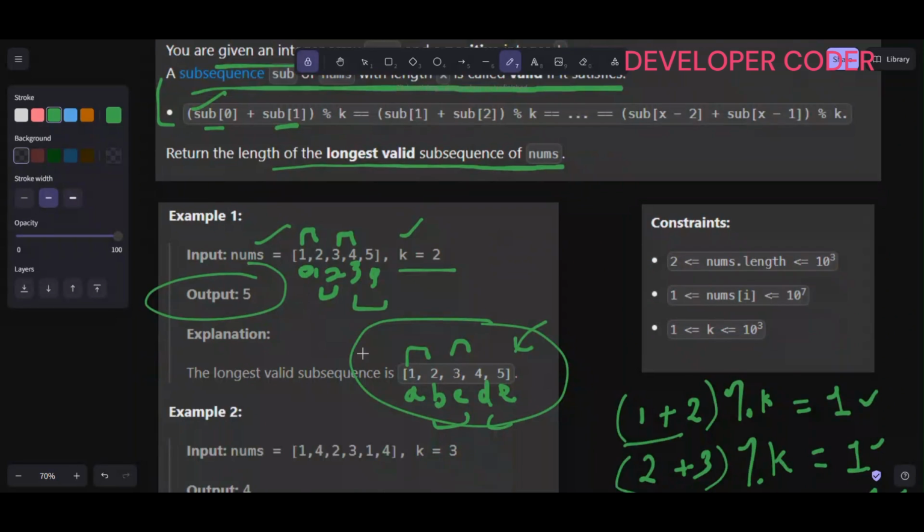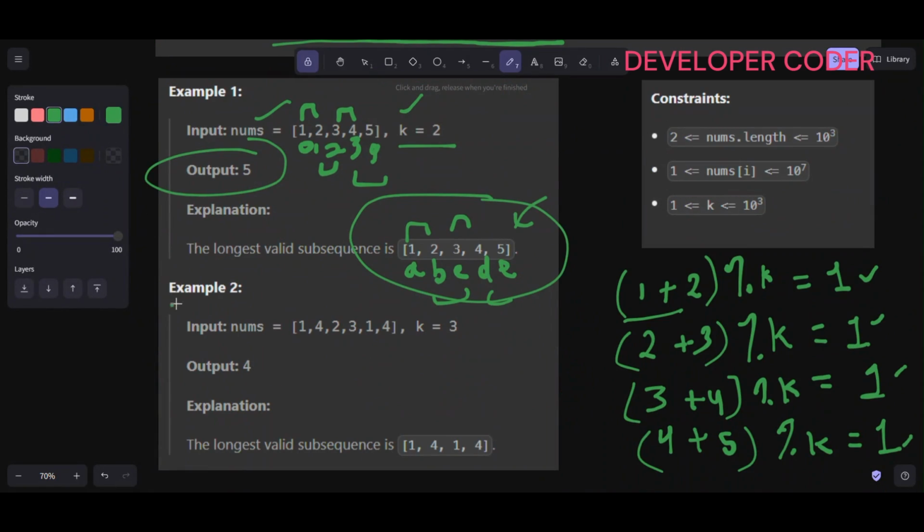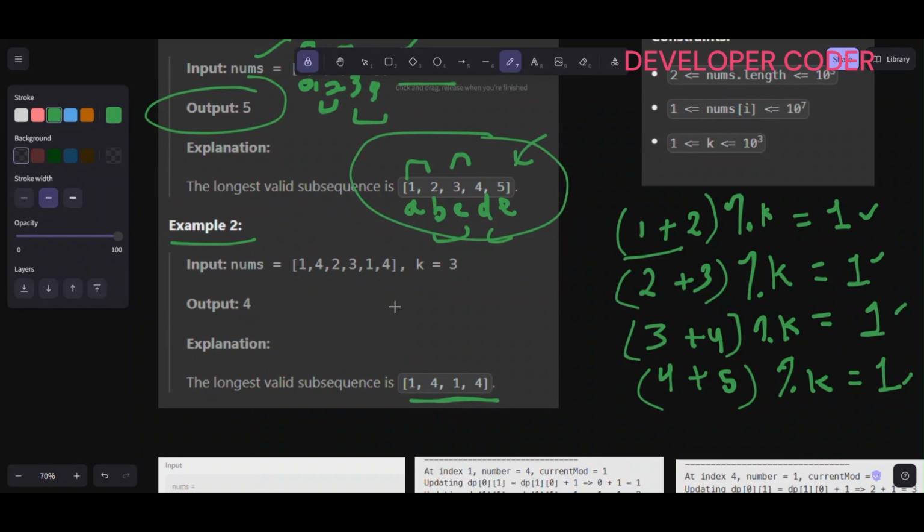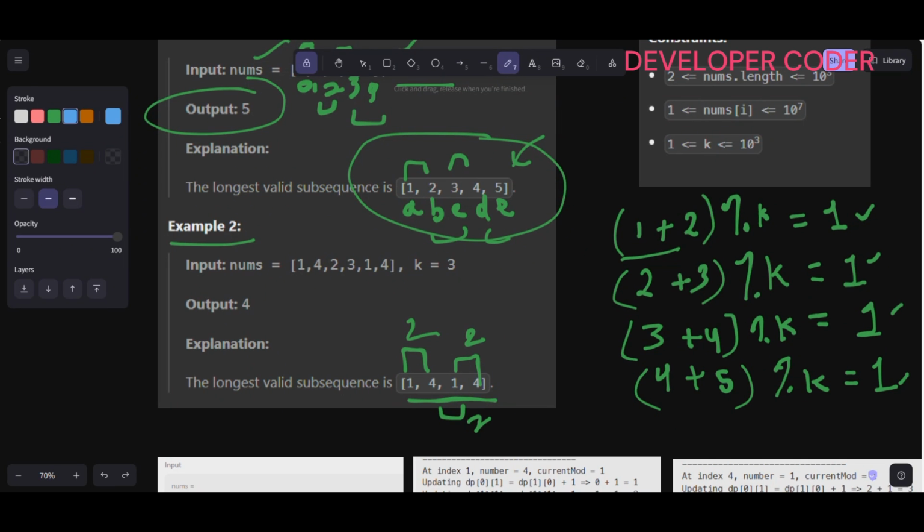Now see this example number 2. If you choose 1 4 1 4, you are going to get that. 1 plus 4 is 5, and 5 modulo 3 is 2. 4 plus 1 is 5, and 5 modulo 3 is 2. And here 1 plus 4 is 5, 5 modulo 3 is 2. The length of this one is 4, so 4 is our output.